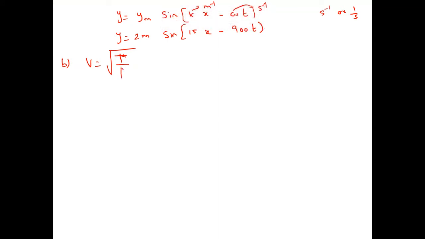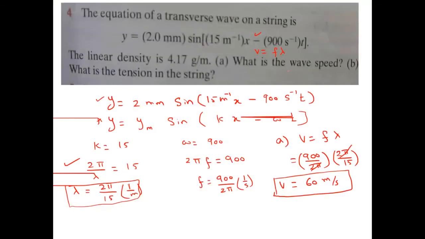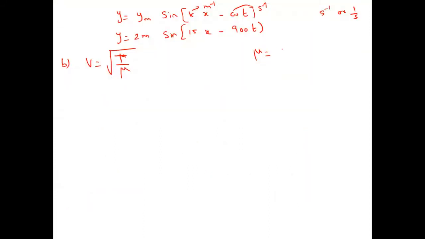Okay, T over mu. Now in the question they already give the value of mu. Am I right? What is the value of mu? 4.17 gram per meter. If you convert this gram in terms of kilogram, you will get 4.17 multiplied by 10 to the power of minus 3 kilogram per meter. Now we are going to find the value of T. Before we substitute the value, I have to take the square on both sides. If you take the square on the left hand side, your v becomes v square. Am I right?